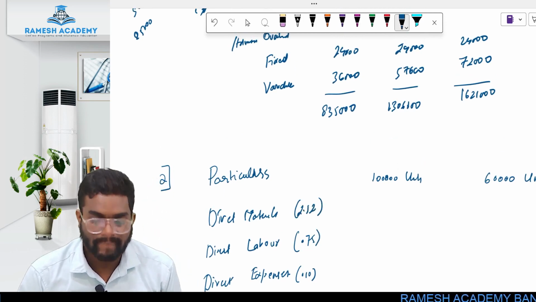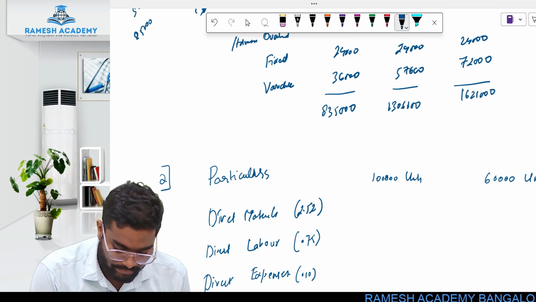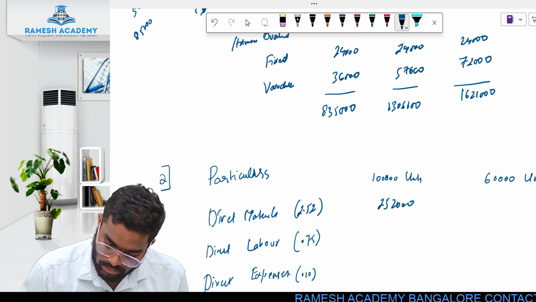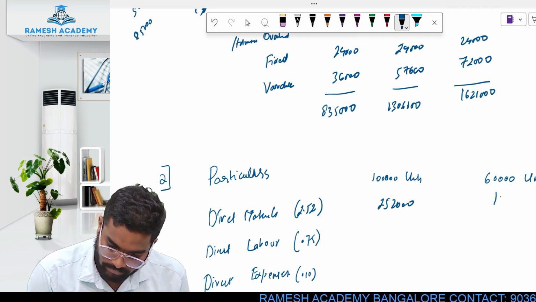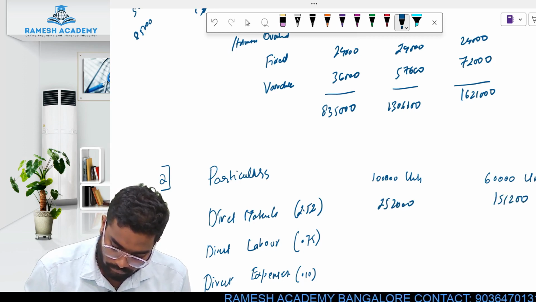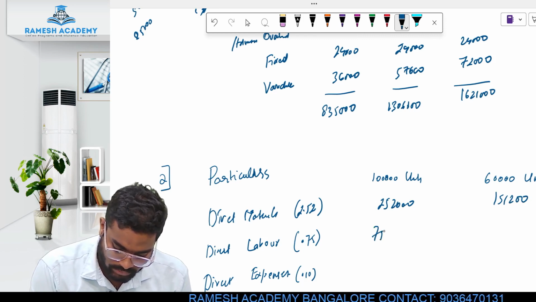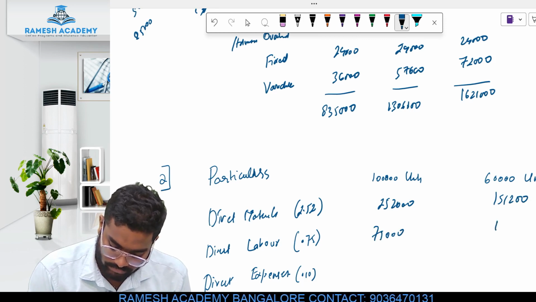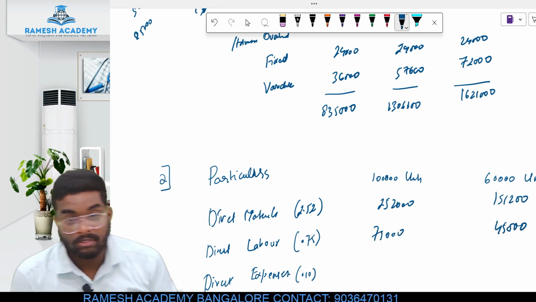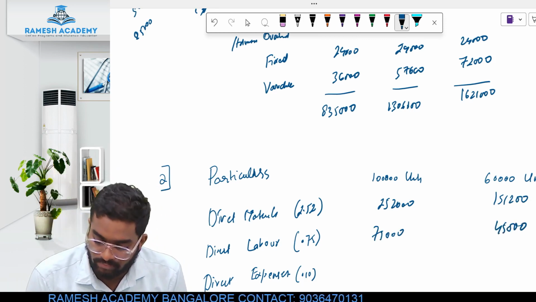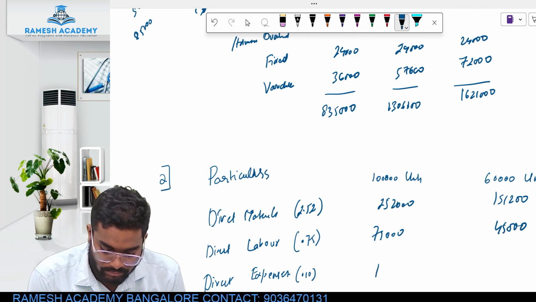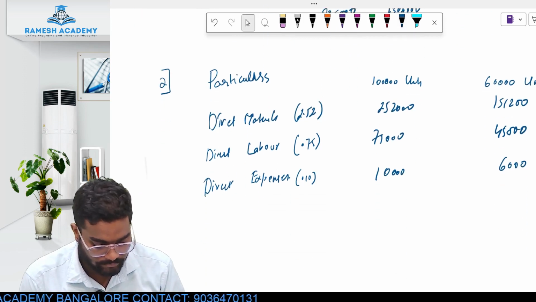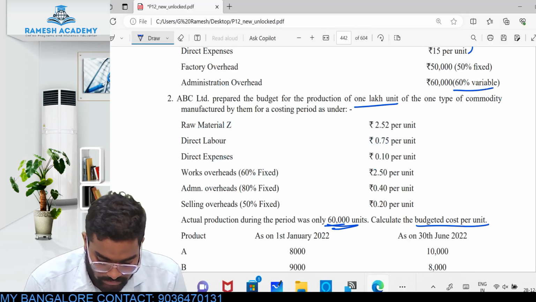So just multiplication. 2.52 into 1 lakh is 2,52,000, into 0.6 is 1,51,200. 0.75 is 75,000. 75 into 60% is 45,000. Why did I use 60%? Because 60,000 is 60% of 1 lakh. That's the reason. 0.1 is 10,000, and here it is 6,000. So done. If you want, you can give a total here.